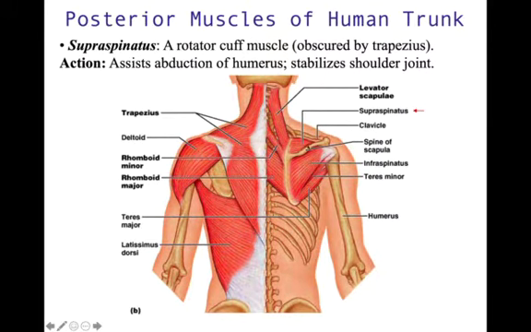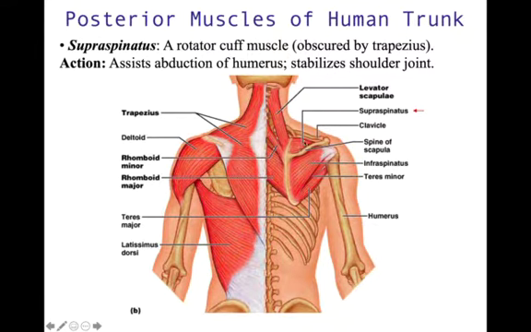Now, what bone and what structure is this right here? Well, that bone is the scapula, and this structure is the spine. So the bone is scapula, structure, spine. So when you hear supraspinatus, supra means above the spine. They're not talking about this spine here. They're talking about the spine of the scapula.